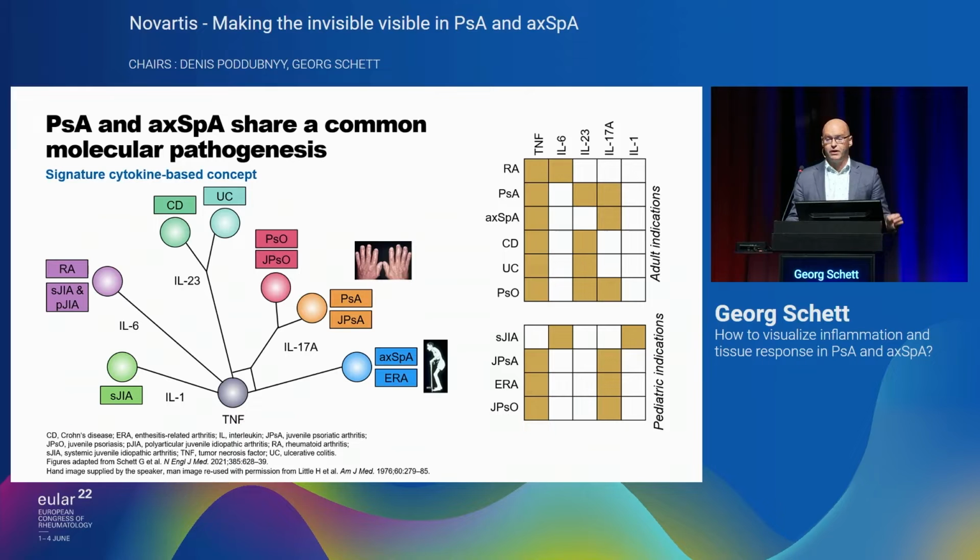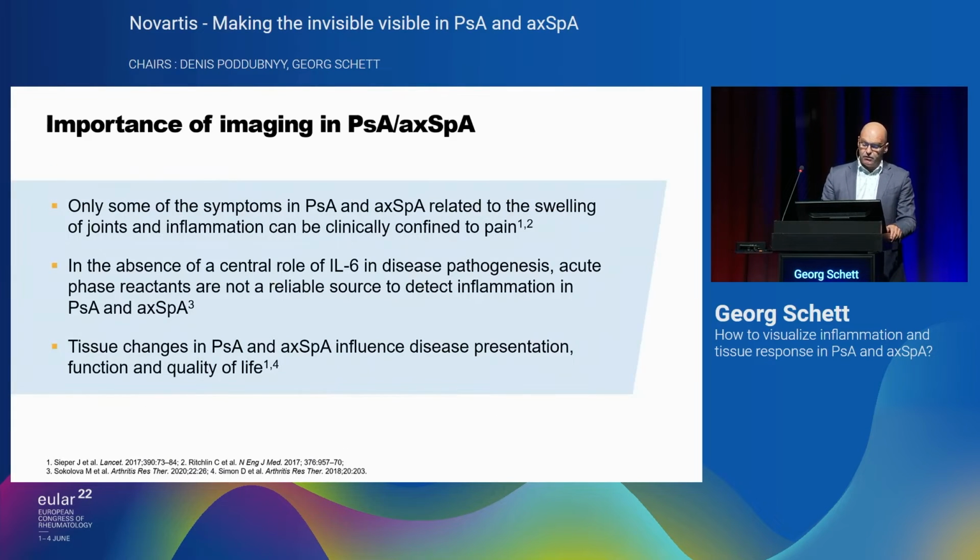Now, why is imaging important? Well, we have a lot of cool treatments now to abrogate inflammation, and we have learned a lot about which cytokine inhibitions are working in PsA and axial spondyloarthritis. You can see psoriasis and psoriatic arthritis are in this branch with IL-17, IL-23, and TNF, which is a common root of these diseases. And axial spondyloarthritis is a very IL-17 and TNF-driven disease, as you know. Now, why is imaging important?